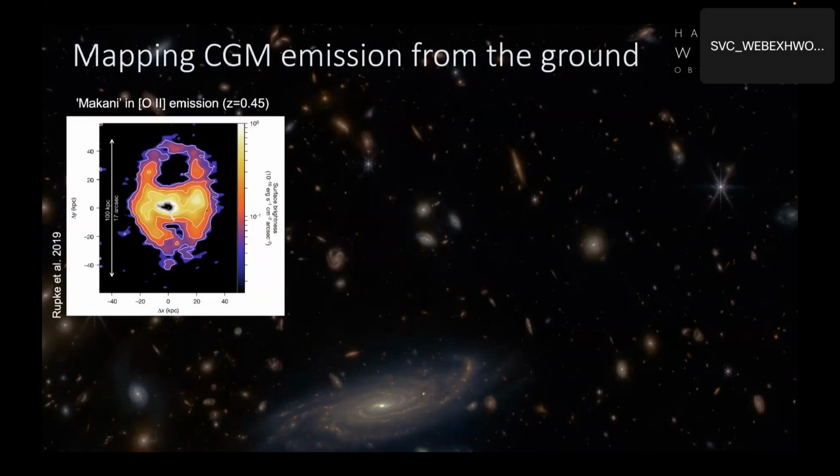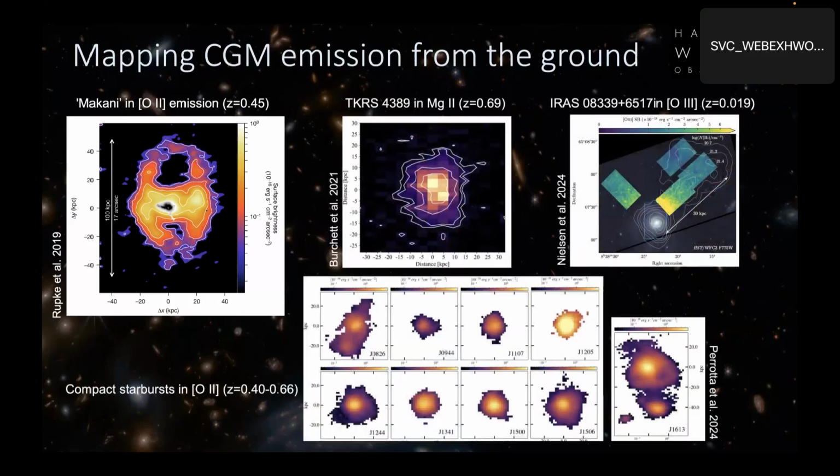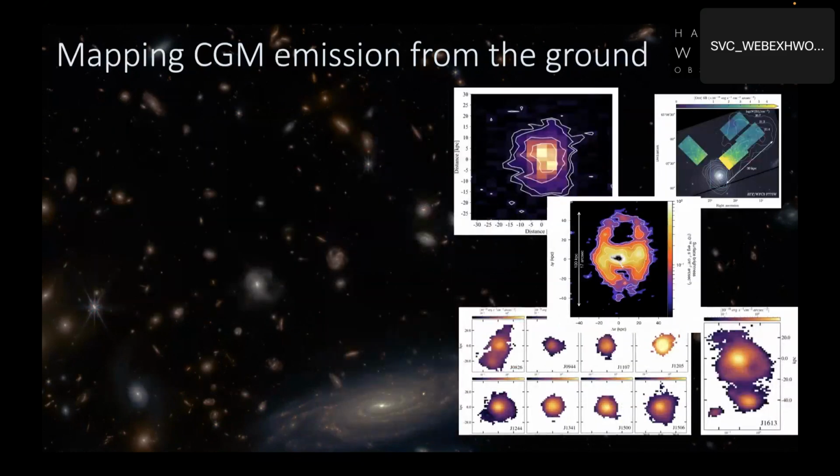So HWO will take the first picture of the CGM. So this is the spectacular Makani object. Mapped from the ground. There's been other work done from myself, Nikki Nielsen, Serena Perrota, etc., all showing through either optical emission lines or near UV lines that are redshifted into the optical envelopes of gas that span dozens of kiloparsecs from the central galaxy regions.